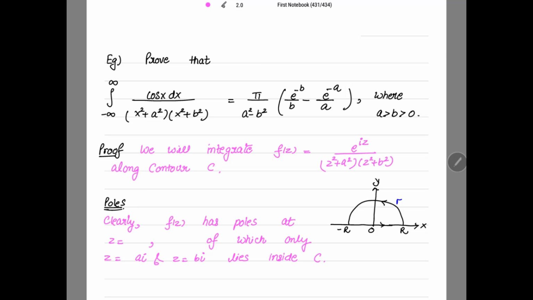Now finding the poles, clearly f(z) has poles at, just take the denominator equal to 0, you will get poles at z equal to plus minus a iota, and for the second bracket, plus minus b iota, of which only z equal to a iota and z equal to b iota lie inside the contour C. Now I'm going to calculate the residue for both these poles, for a iota and b iota.